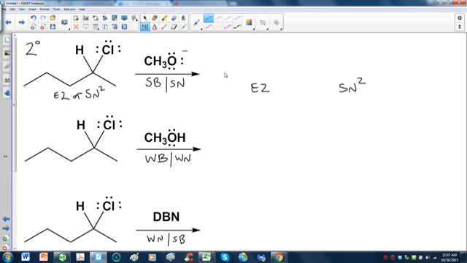So for the elimination, as is always the case, we follow the Zaitsev rule and get the most stable alkene product we can. For the SN2 product, the leaving group leaves and we get the substitution and we get the nucleophile coming in. Again, there's no stereochemistry shown in the starting material, so I'm not showing any in the product. If I did have stereochemistry here, of course I'd have the opposite stereochemistry in the product. So two products, two separate products when you have a secondary substrate and a strong base and strong nucleophile.